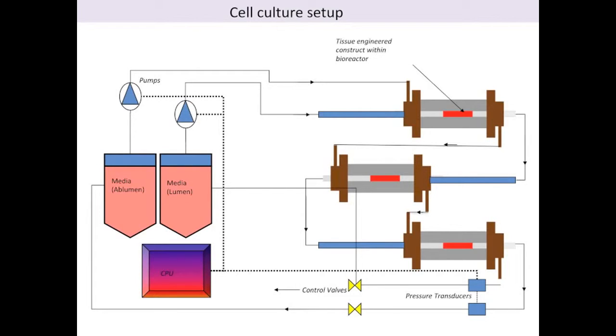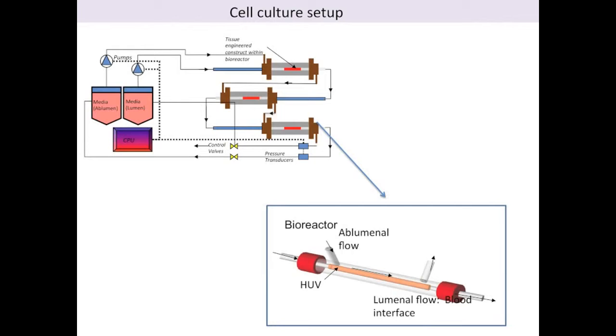Three bioreactors were connected in series, with two flow circuits, lumen and ablumen, with respect to medium reservoirs and rotary pumps. Decellularized ex vivo tissue samples were seeded with myofibroblasts and cultured for a period of 4 weeks.